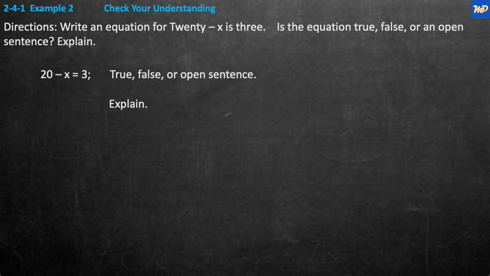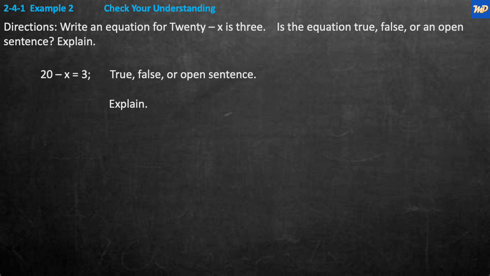Okay, example 2. Let's check our understanding. You can pause the video when you get to it. There's not a whole lot of pausing probably going to be required, but it says write an equation for 20 minus x is 3. Is the equation true, false, or an open sentence? And explain. And I've been doing some explaining on the other one, so you're going to probably think the same way I was talking before.